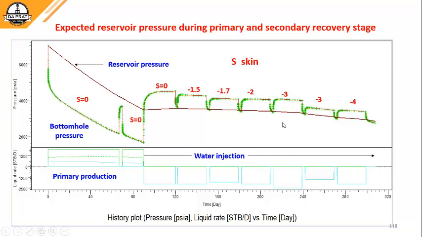So this is a tip. I saw in many cases that nobody cares about giving this value, and they keep playing until they get a good match for the fall-off. And the fall-off is getting a good match, but not necessarily the correct one.